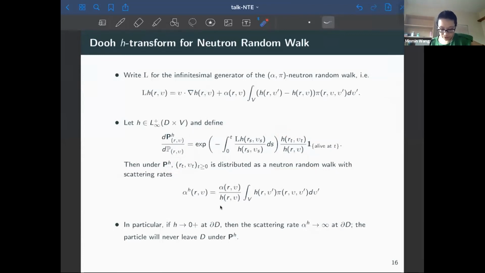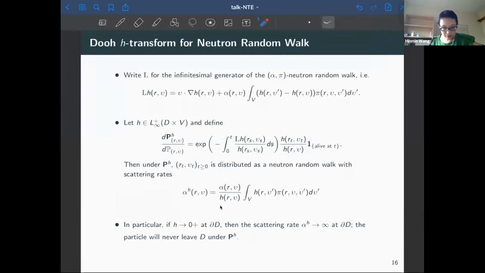So you take your old neutron random walk, and it has a new life under this new probability P^h. The motion is pretty similar: it goes in straight lines with a constant velocity, but now it has a new scattering rate. This new scattering rate alpha_h is given by this formula here. I should have mentioned that h is a generic function, which is positive and bounded.